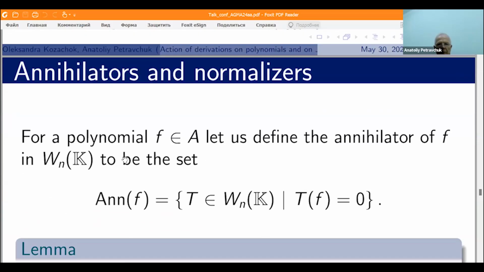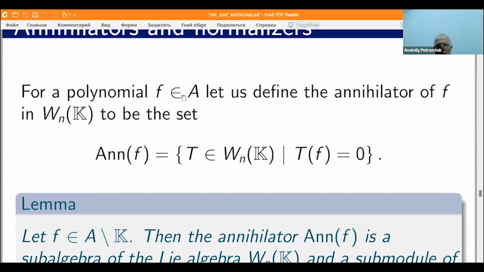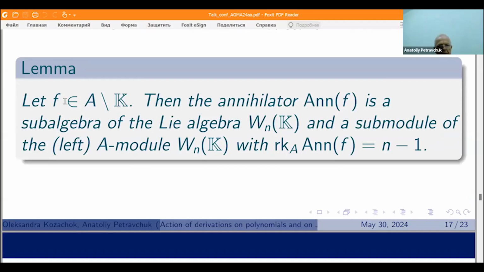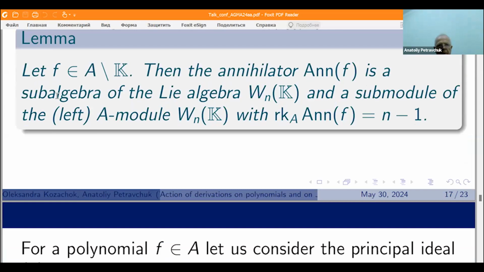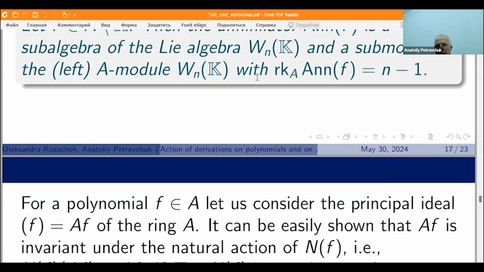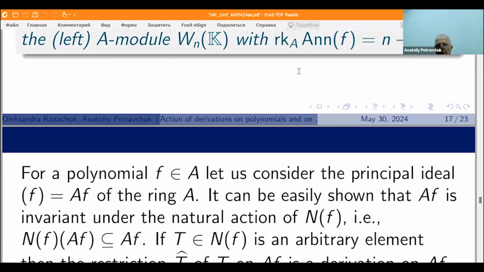And now some general facts about normalizers and annulators. For a polynomial f in A, let us define the annulator of f in W_n(K) to be the set of all derivations T in W_n(K) such that T(f) equals 0. Lemma, of independent interest: let f be a non-zero, non-constant polynomial, then the annulator of f is a subalgebra of the Lie algebra W_n(K), and a submodule of the left A-module W_n(K) with rank equal to n minus 1.